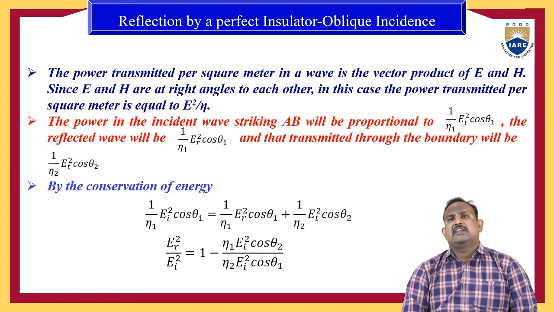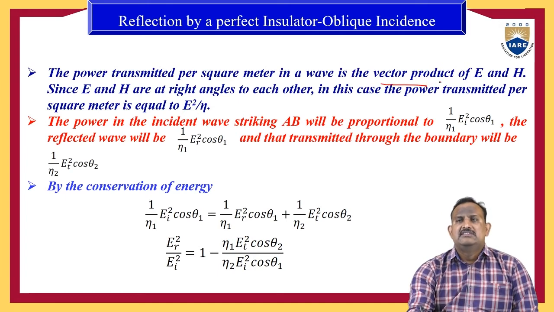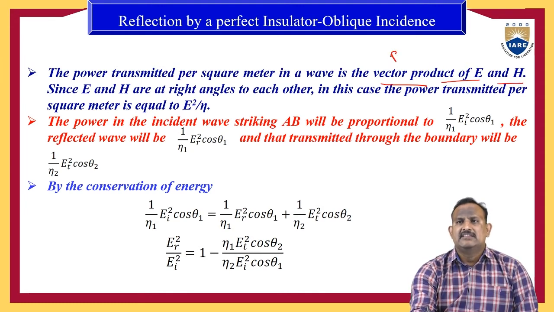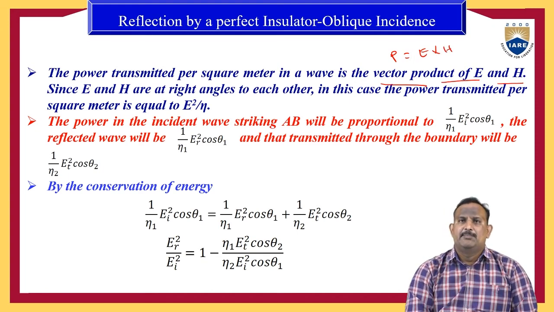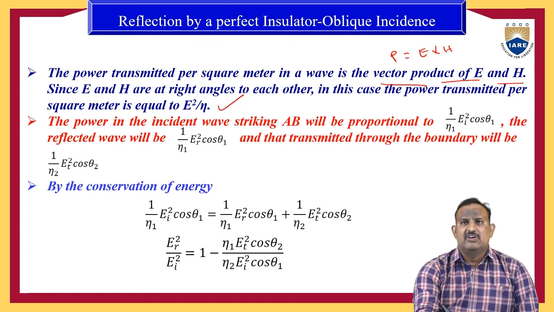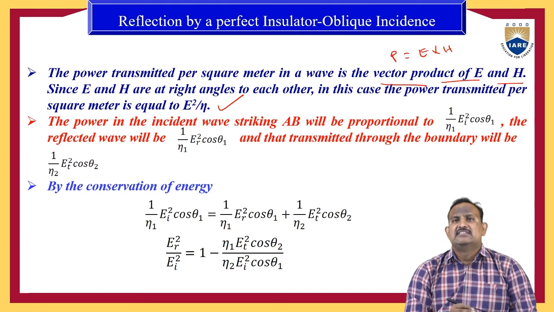So, here the power transmitted per square meter in the wave is the vector product of E and H. According to Poynting's theorem, we know that P is equal to E cross H. The product of the electric and magnetic fields gives the power. Since E and H are at right angles to each other, the power transmitted per square meter is equal to E square by eta, where E is the electric field intensity and eta is the intrinsic impedance.